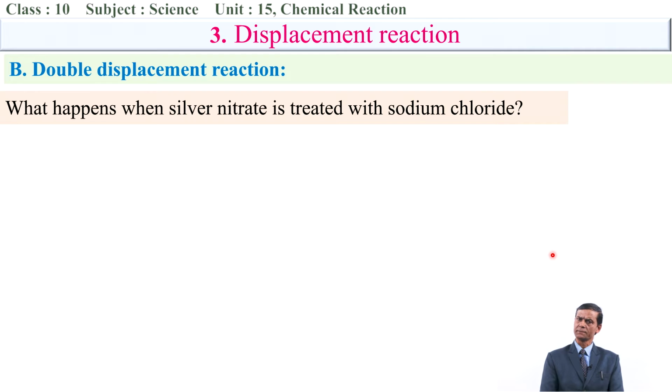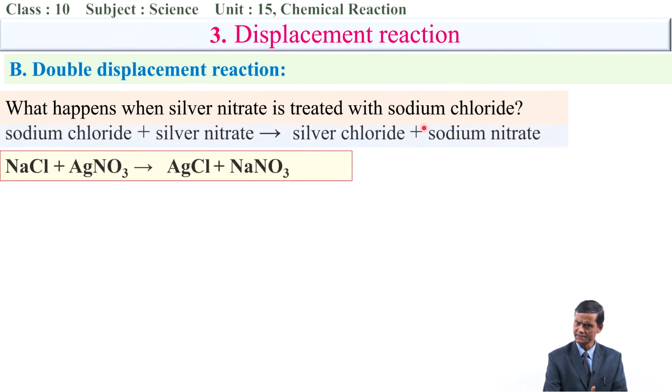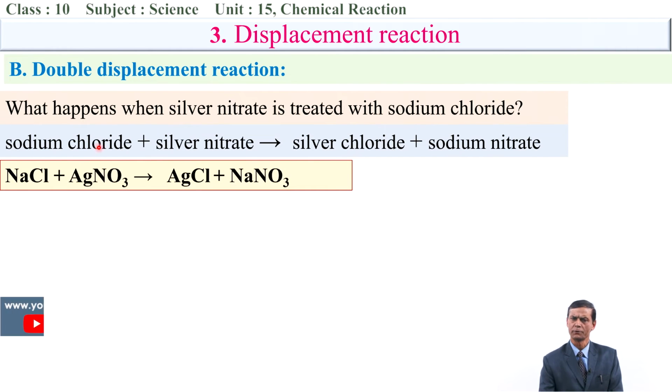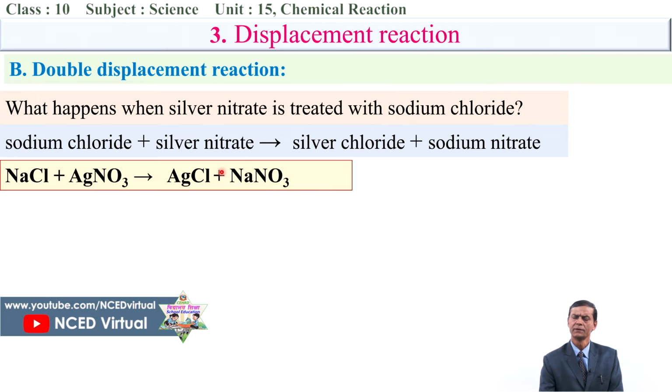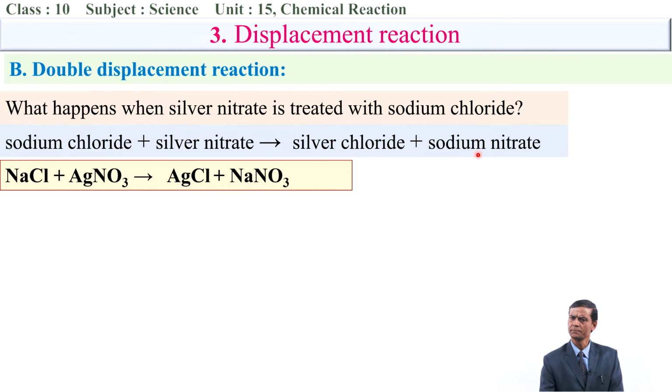Now let's discuss the double displacement reaction. What is a double displacement reaction? Let's see some examples. What happens when silver nitrate is treated with sodium chloride? Look here. Sodium chloride plus silver nitrate. What will happen? Silver chloride plus sodium nitrate. We can express it in symbolic form: NaCl plus AgNO3.